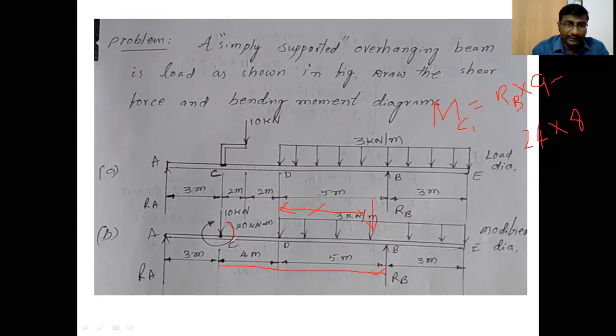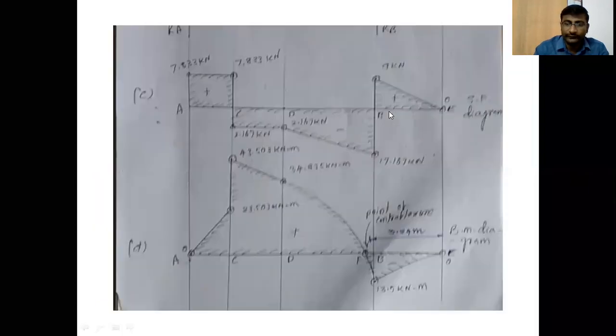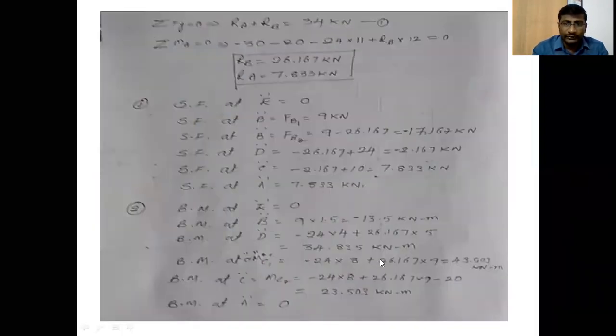And we are not considering the 20 kilonewton meter. If we do not consider the 20 kilonewton meter, we get MC1, the first bending moment at point C. So RB into 9 minus 24 into 8. Let us look at the value. RB into 9, 26.167 into 9, minus 24 into 8. The value is 43.503 kilonewton meter. If you calculate, this value is 43.503 kilonewton meters. That is the bending moment without considering the couple at point C.